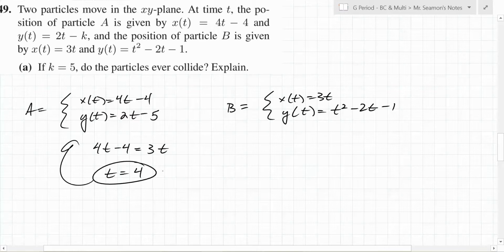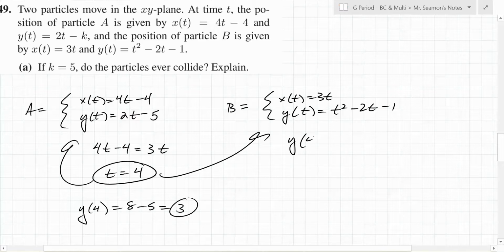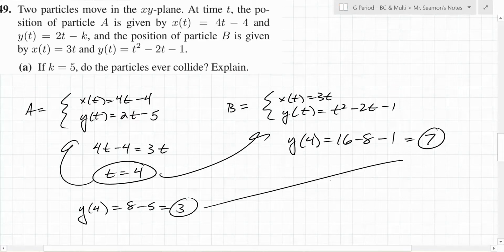Plug into y. You plug it into the y values, and what do you get? Y of 4 over here is equal to 8 minus 5, which is 3. And over here, you get y of 4 is equal to 16 minus 8 minus 1, which is 7. These are not equal. So the only time the x values are the same is when t equals 4. But what happens at time equals 4? Do they have the same y position? No. So what does that tell you? Do the particles collide? No.